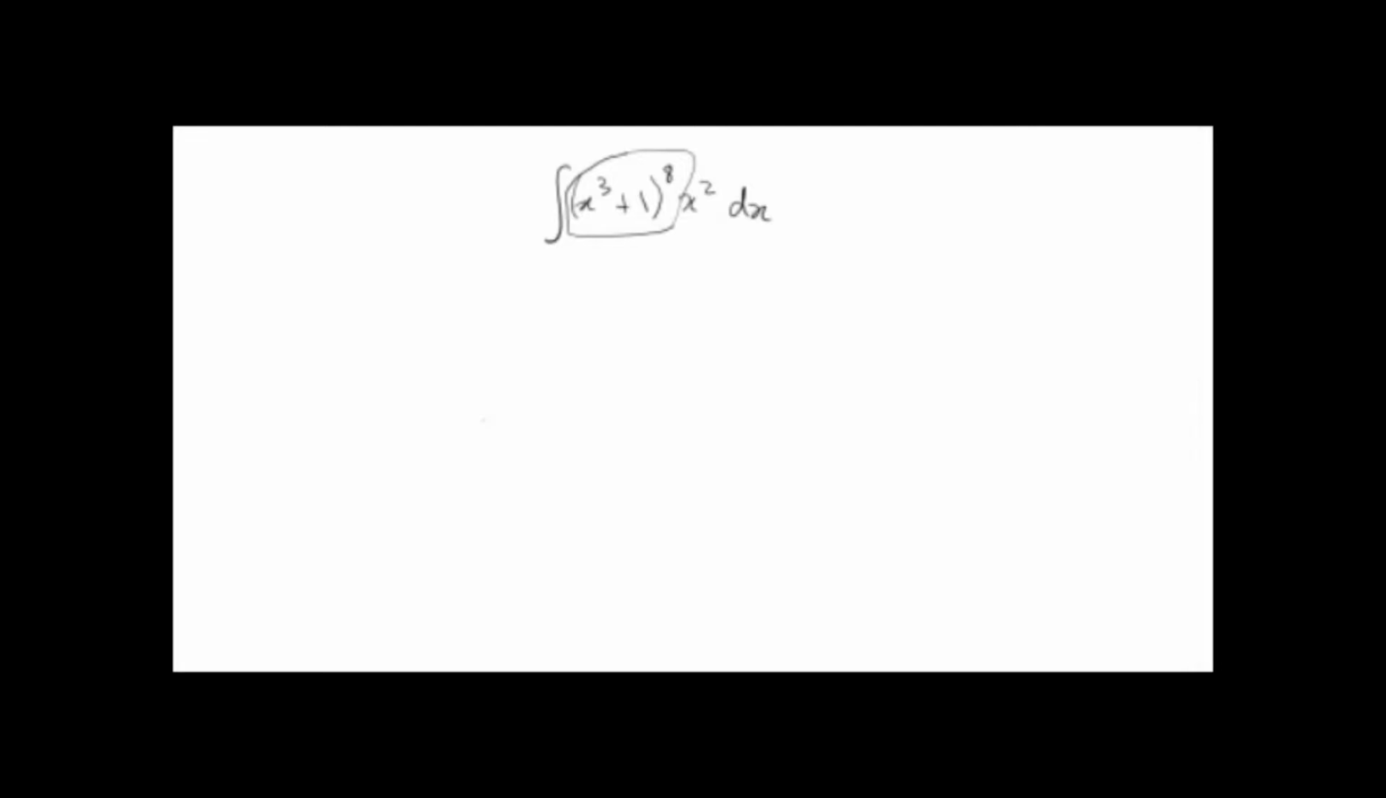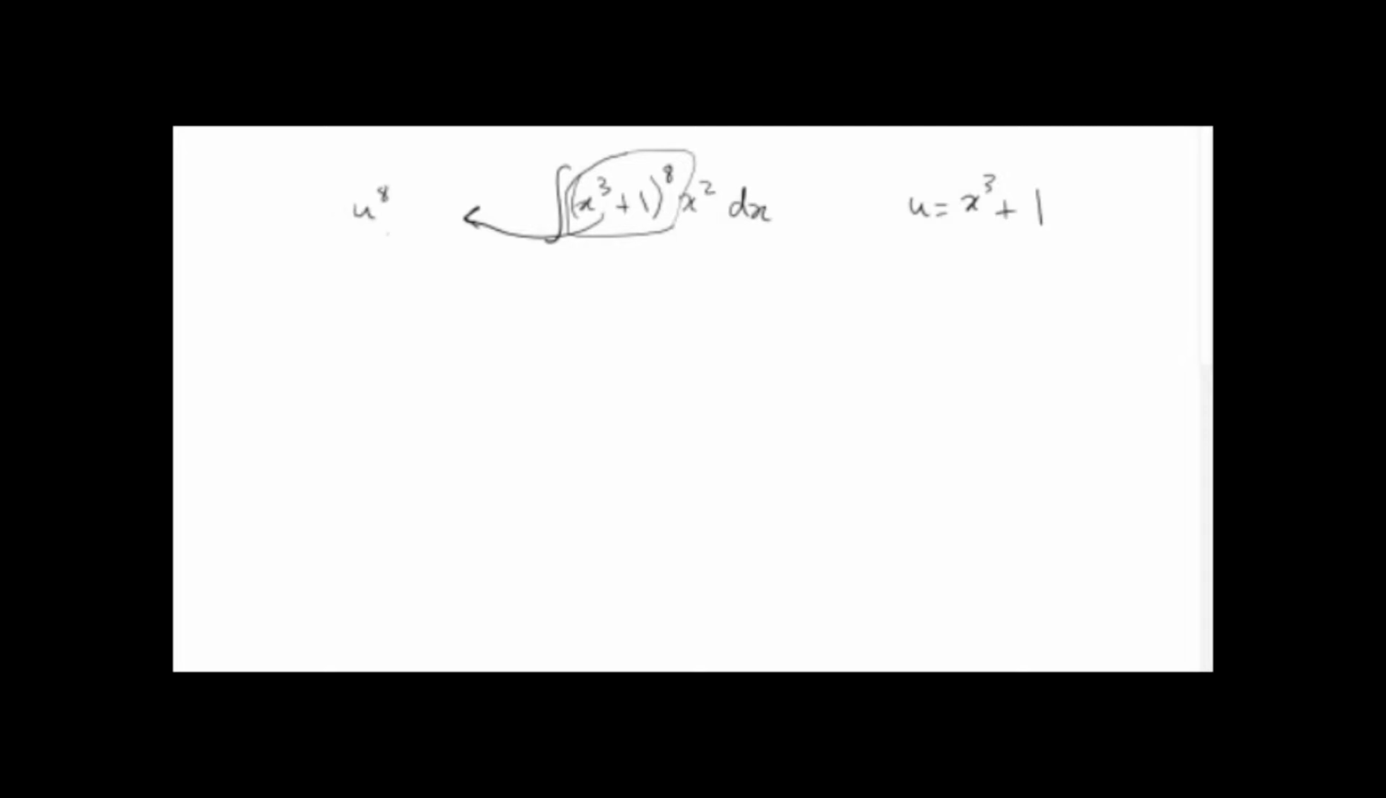So what we can do is take your x cubed plus 1 right there and turn that into, let's call it u. What that does is it changes that whole thing to u to the power of 8. So basically that's going to be u to the power of 8.